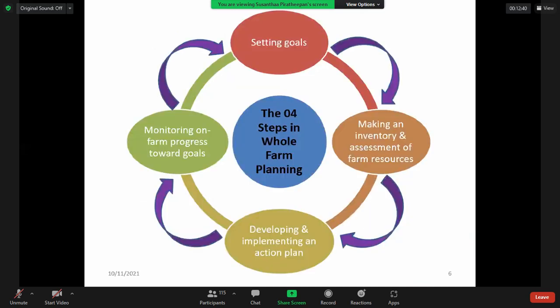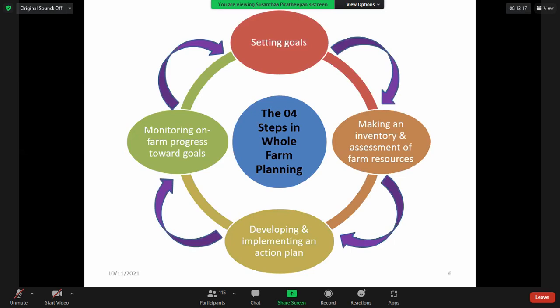And these are the 4 major steps for developing whole farm planning. The first one is setting goals. We will set the major goals like visions. Then we make an inventory and assessment of the farm resources. In step 2, we check what resources we have and how we can use them very efficiently. And in the third step, doing and implementing an action plan.